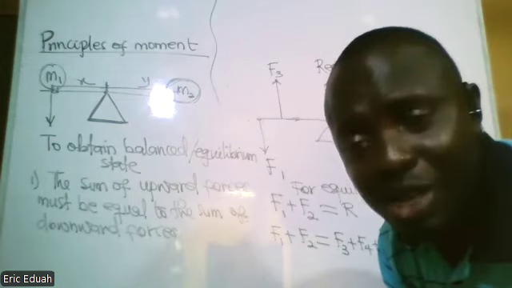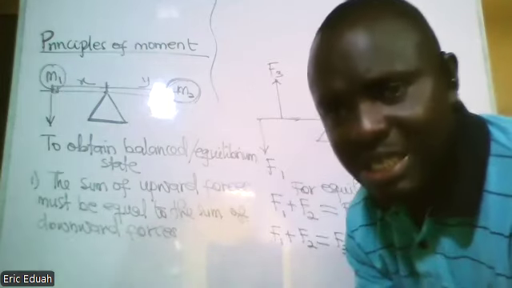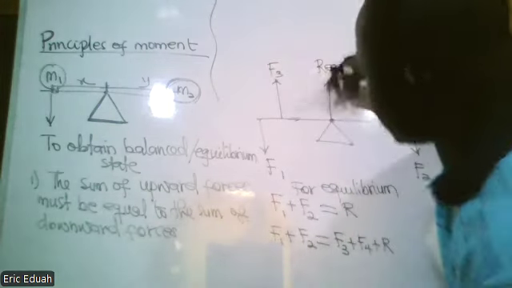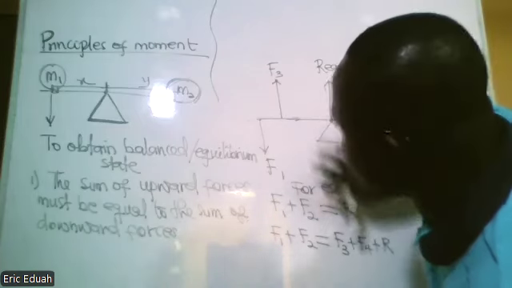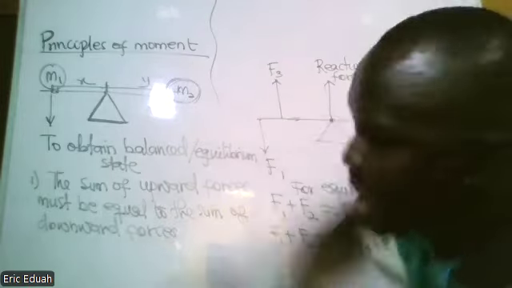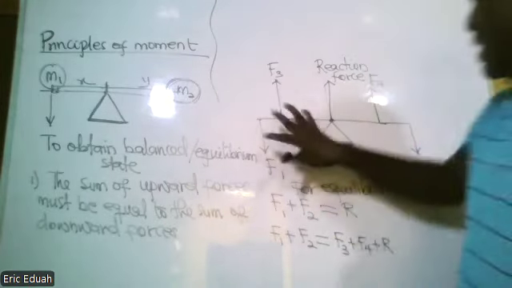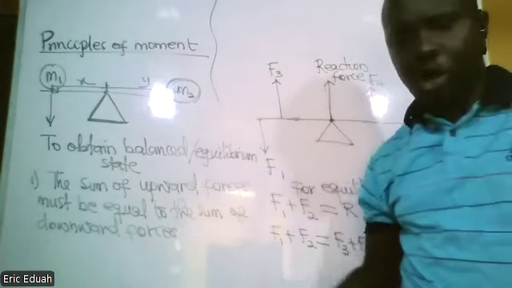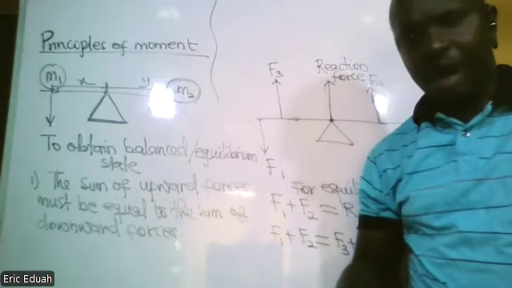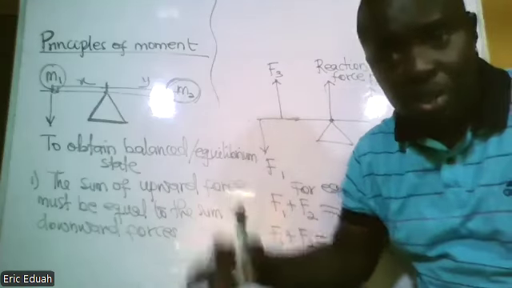There wouldn't be an equilibrium state. It would move in a downward direction. The moment the net force acting down is greater than the upward forces, there will be movement. You wouldn't have an equilibrium state and it will collapse. So this principle is also factored in the building of bridges and even story buildings.